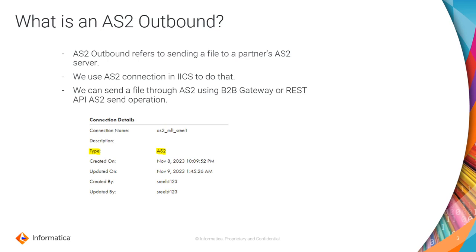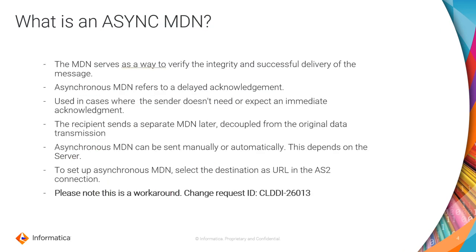What is an AS2 outbound? AS2 outbound refers to sending a file to partner's AS2 server. We use AS2 connection in IICS to do that. We can send a file through AS2 B2B gateway asset outbound flow or REST API AS2 send operation.